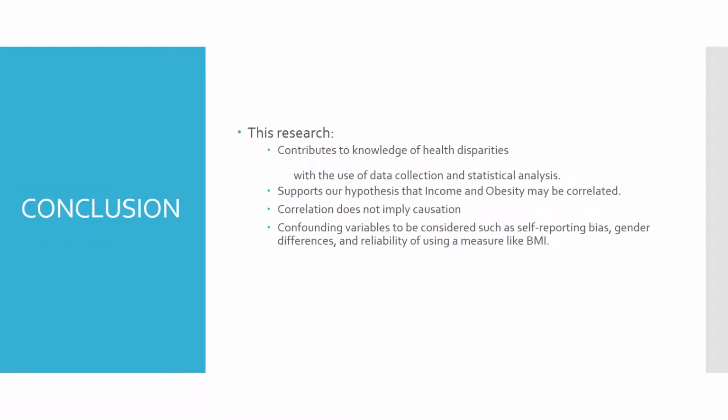In conclusion, this research contributes to the knowledge of health disparities with the use of data collection and statistical analysis. It supports our hypothesis that income and obesity are correlated. However, it is important to note that correlation does not imply causation. The confounding variables to be considered, such as self-reporting bias, gender differences, and reliability of measures like BMI, are also important to note when doing research.